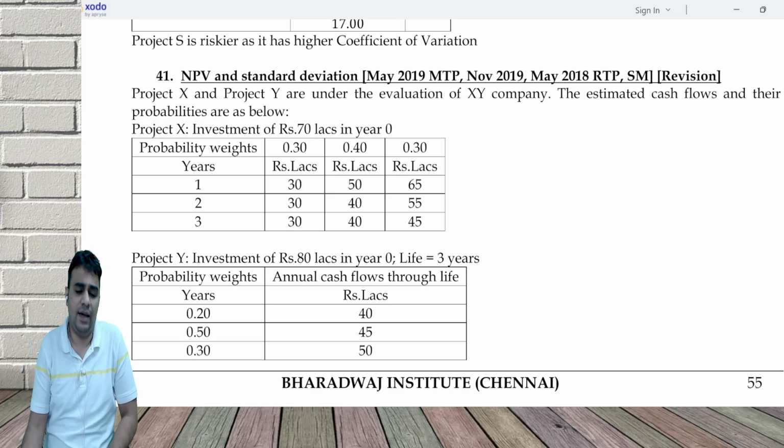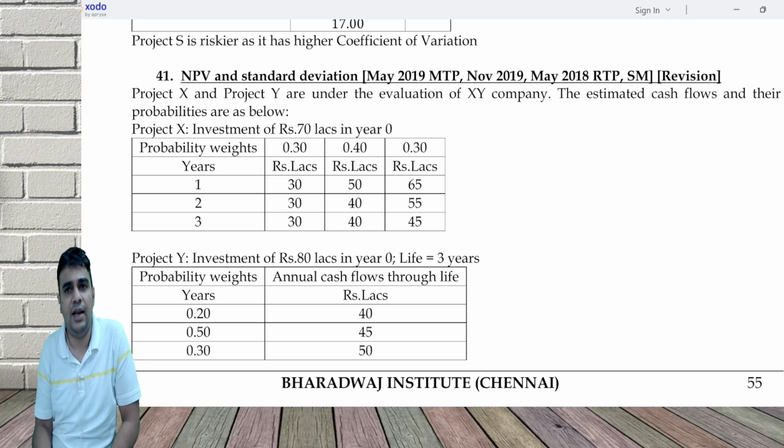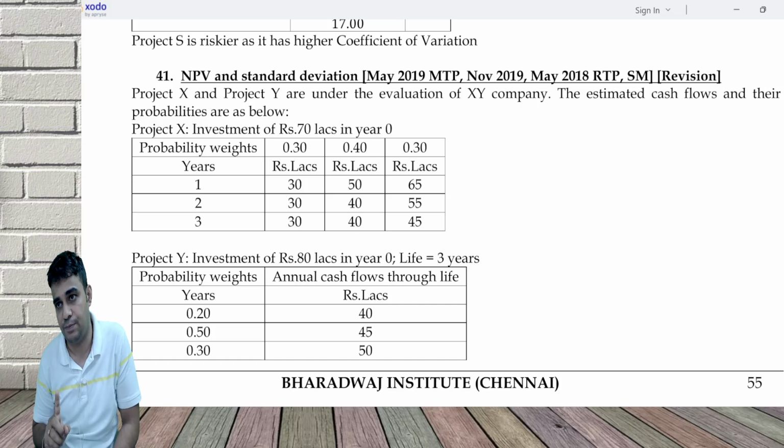Okay, I'll keep it this way. Let's not think that there are two approaches. Let's just think there is only one approach, which is approach two. Only in one scenario will you do approach one, which is if they ask you the best case and worst case NPV.